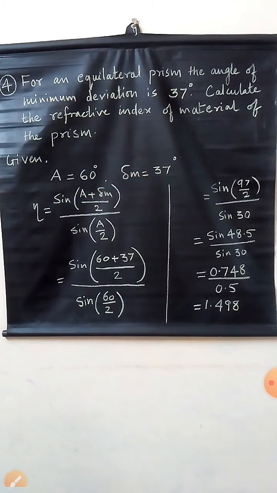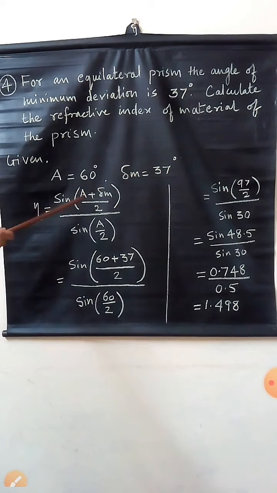Now the formula for refractive index of a prism, eta, is equal to sin of (A plus delta m) by 2 upon sin of A by 2, where A is the angle of the prism and delta m is angle of minimum deviation. Both these values are given. We have to just substitute and calculate the refractive index eta.